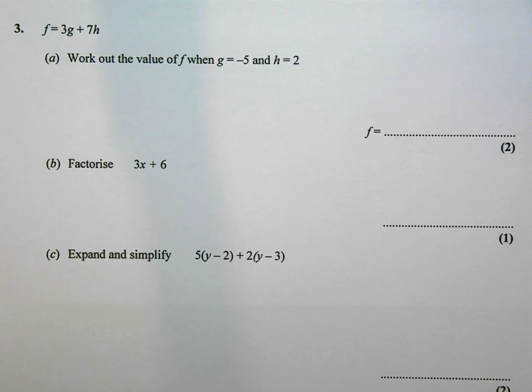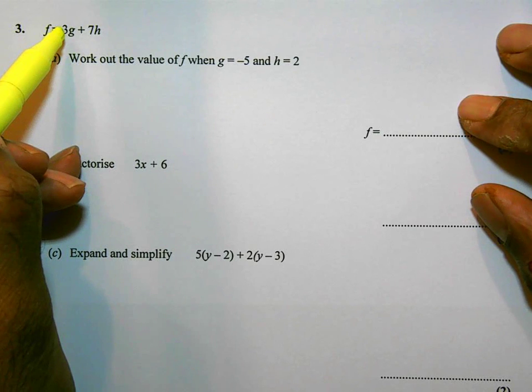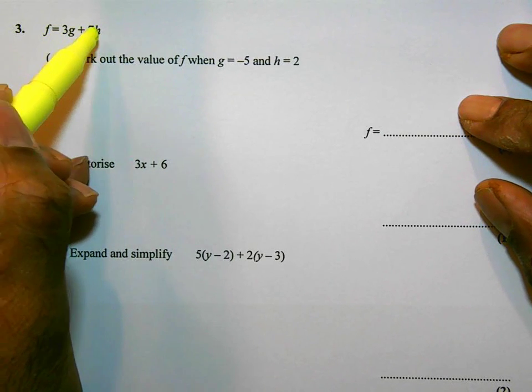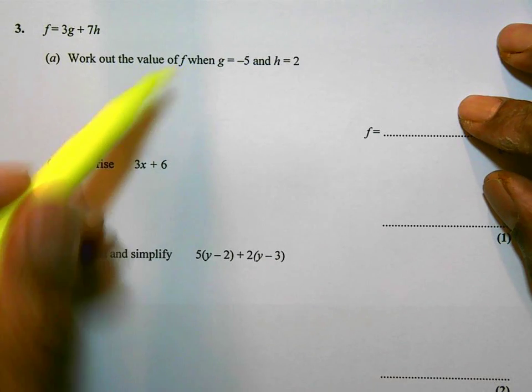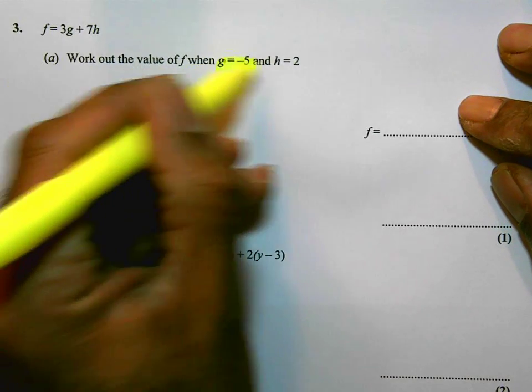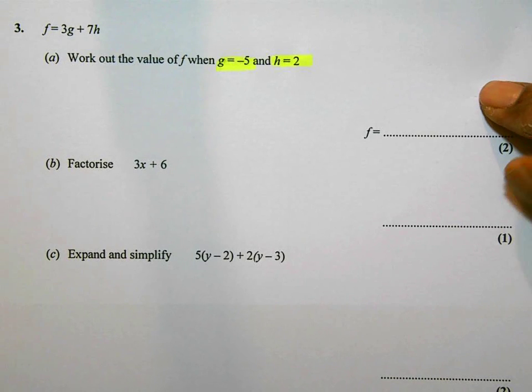This is question number 3 on the November 2014 calculator paper. Okay, so looking at question 3, it says f is equal to 3g plus 7h. And we've got part A, work out the value of f when g is minus 5 and when h is 2. So this is a substitution question. They want us to replace g with minus 5 and h with 2.